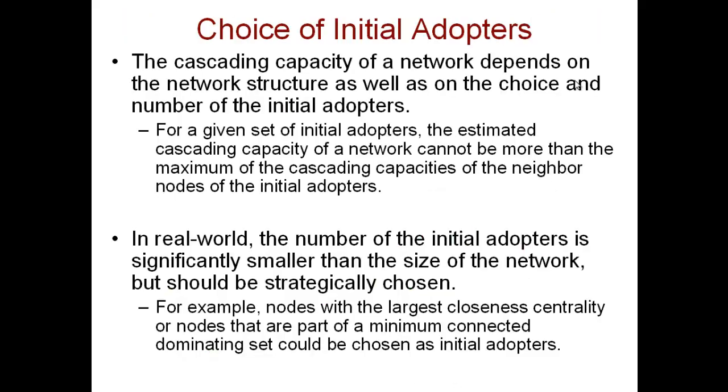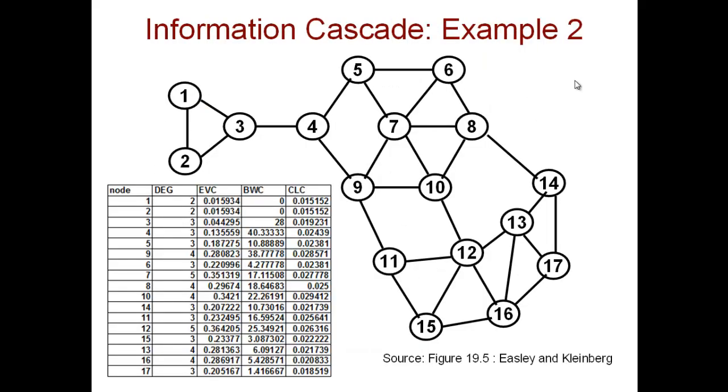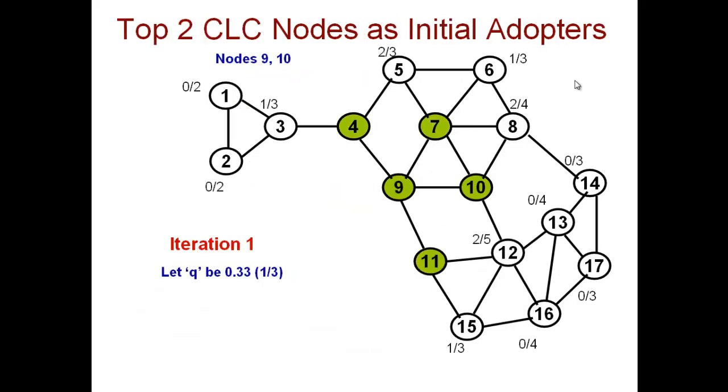Okay, so in the real world, for a very large complex social network, the number of initial adopters is significantly smaller than the size of the network, but should be strategically chosen. So typical choices for initial adopters are the nodes with largest closeness centrality or nodes that are part of a minimum connected dominating set and so on, and we'll see these things in detail as we proceed. Okay, so let me stop here.